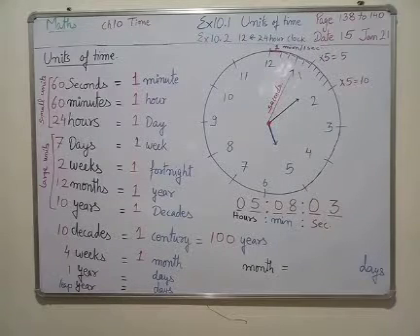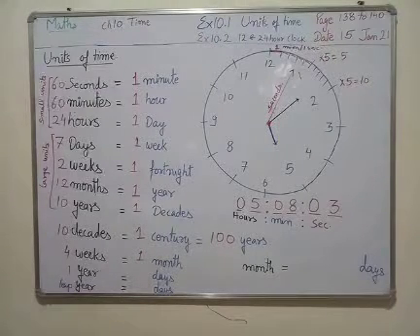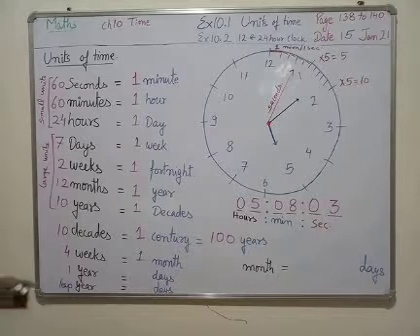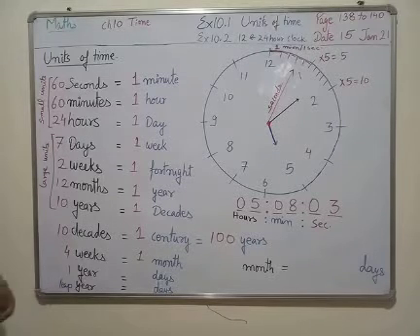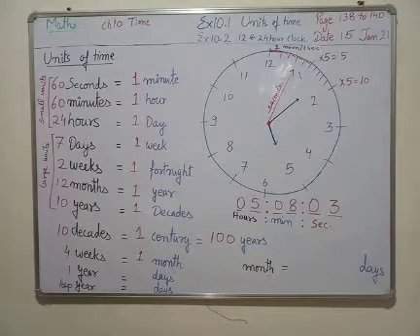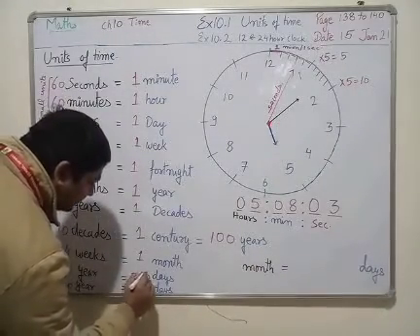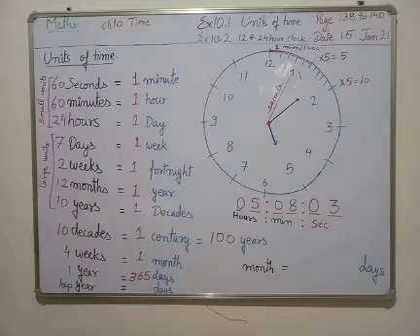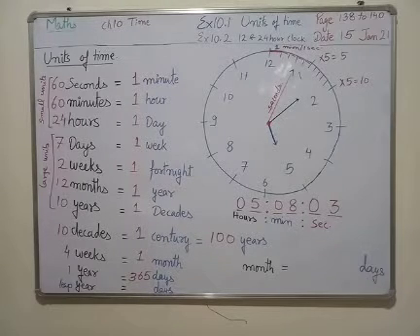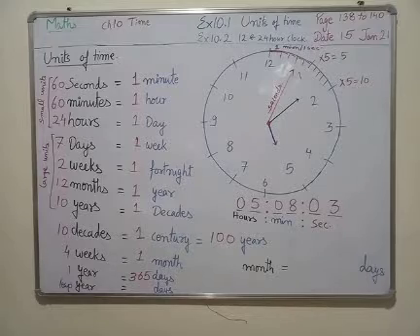Normal year. In a normal year, how many days are there in 1 year? Very good everyone, सबको पता है ये तो. 365. 365 days. Very good. 565 nahi beta, 365 days. Very good. Everyone answered.